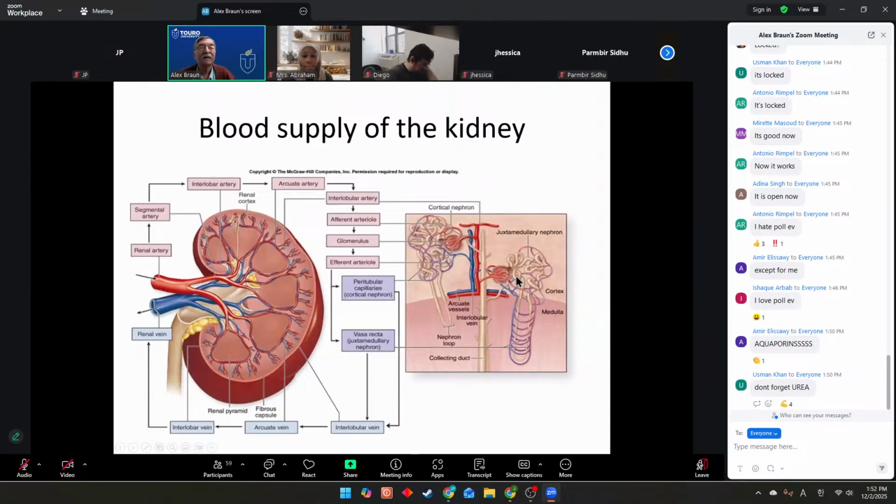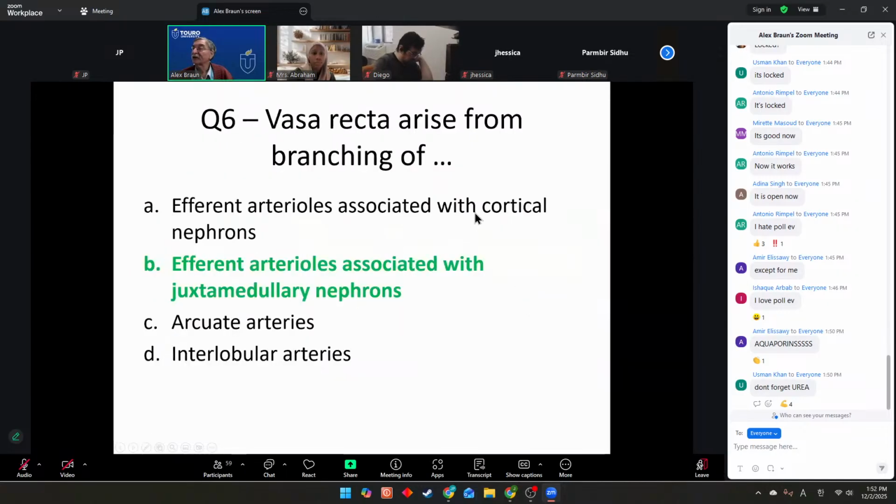About 10 to 15% give rise to the vasa recta surrounding long loop nephrons, which go deep down into the medulla. Okay? So the answer to this is vasa recta arise from branching of efferent arterioles associated with juxtamedullary nephrons. That is the correct answer. Okay, vote for that.